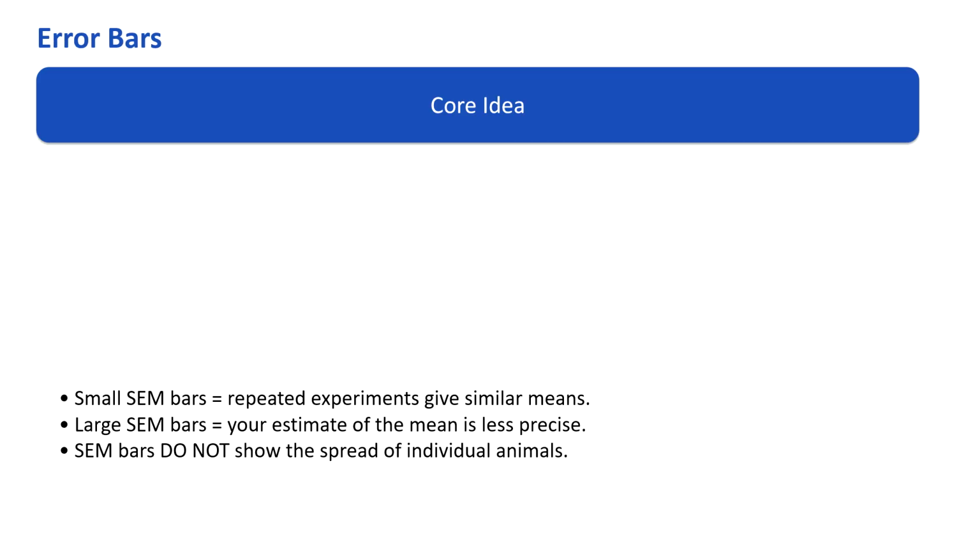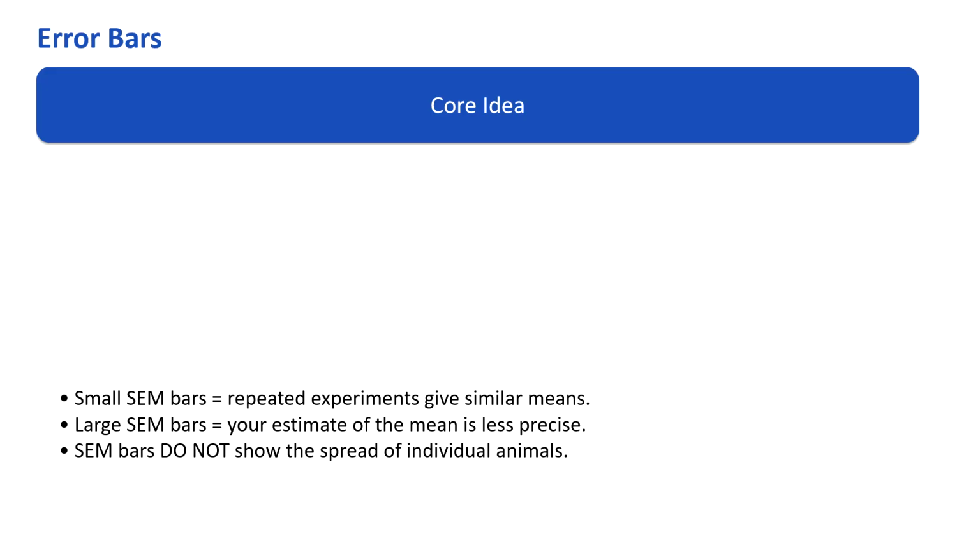Now, when you see mean plus minus SEM on a graph, remember that the error bars do not represent how different individual animals or individuals are. Instead, they show how precisely the mean has been estimated. Small error bars indicate that repeated experiments give similar averages. Large error bars indicate more uncertainty in the estimate.